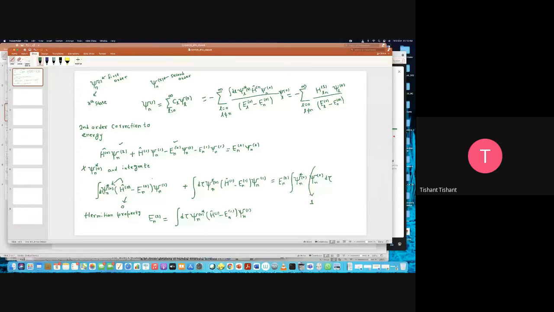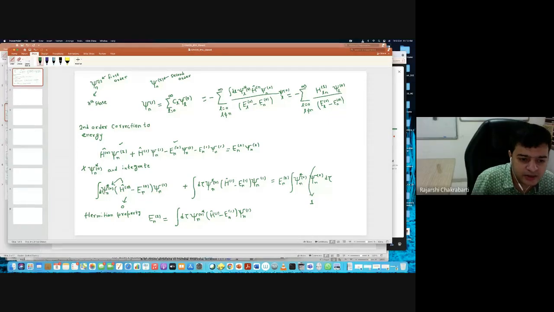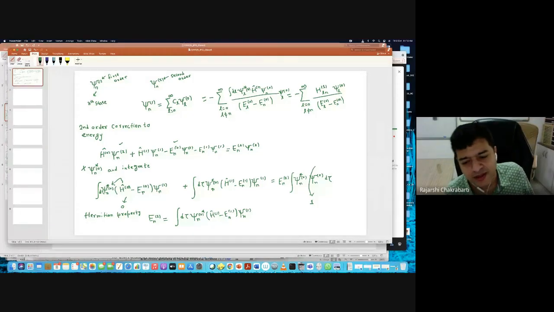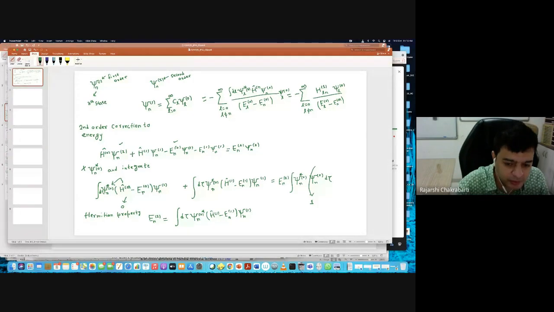If I split this, psi 0 will operate on H0. It will give me En0 psi n0, and so the terms cancel. Essentially, I'm just keeping one step, I'm not writing so many steps. So now I have the expression for En2.